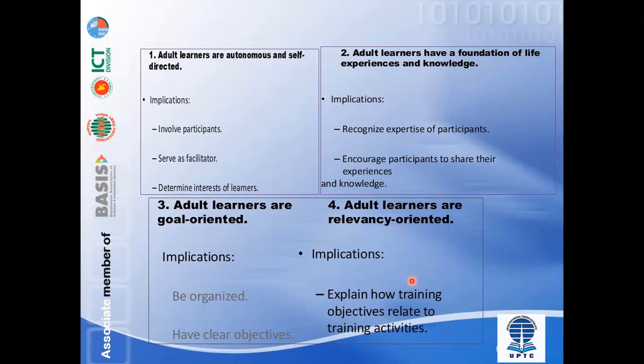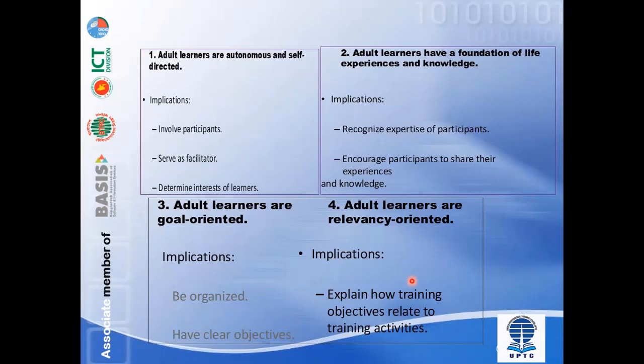Since they always learn by referring to their experience and previous exposure, we should always ask for the experience they have already had related to the topic that we are going to deliver our session or training on for the day. And the third one is adult learners are goal oriented, which we already discussed. So the implication is be organized, have clear objectives. So in a session with adult learners, you have to be organized before starting a presentation, and you have to be precise during the session.